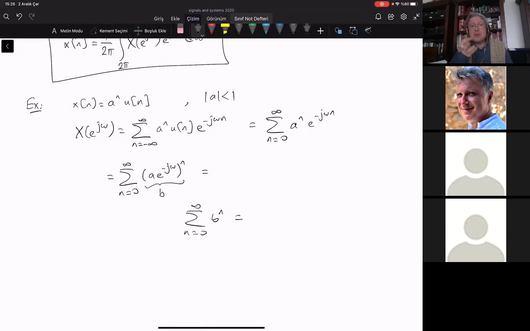Unfortunately, because when n is equal to 0, by the way, it is 1. And then there is plus a squared e to the minus 2j omega, etc. It's an infinite sum. And it is in terms of omega, by the way. But summation n from 0 to infinity, b to the n is 1 over 1 minus b. Please remember this. Okay? That's calculus. Come on. So let's apply it here. The result is 1 over 1 minus a e to the minus j omega. 1 over 1 minus b, in other words. This is x of e to the j omega, the answer.